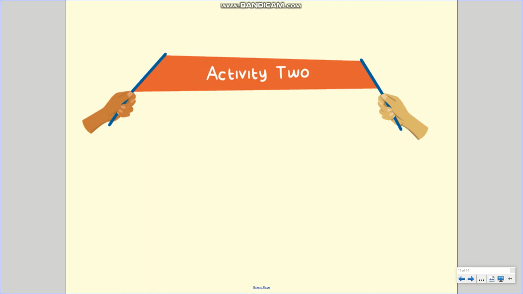Alright, we're going to finish off today's lesson with activity number 2. This is a quick exercise to give you a few more practices at finding a missing side of a cuboid.